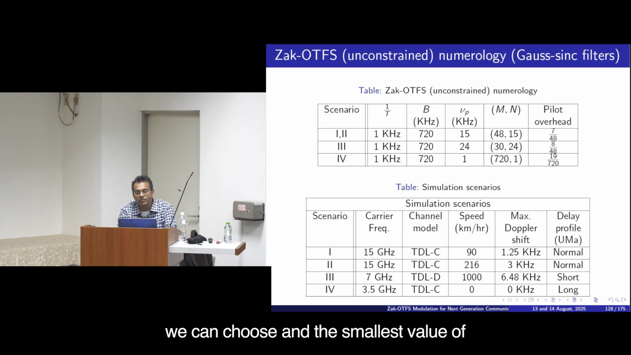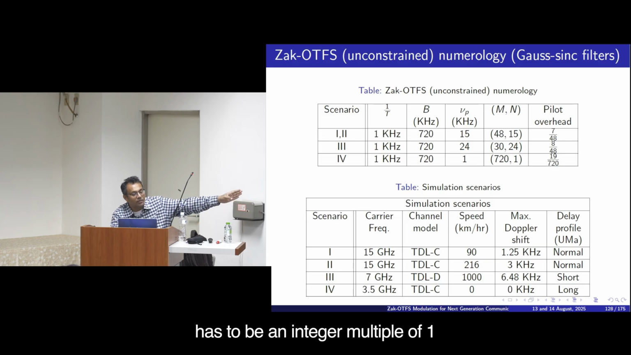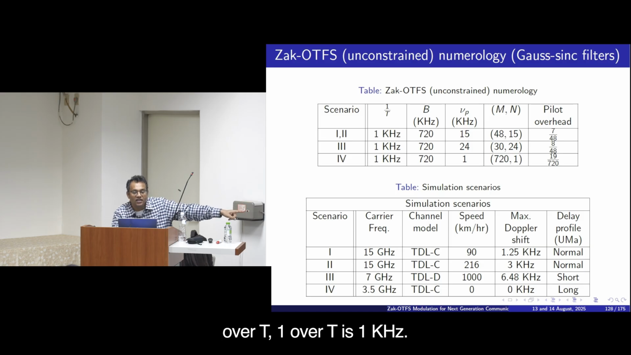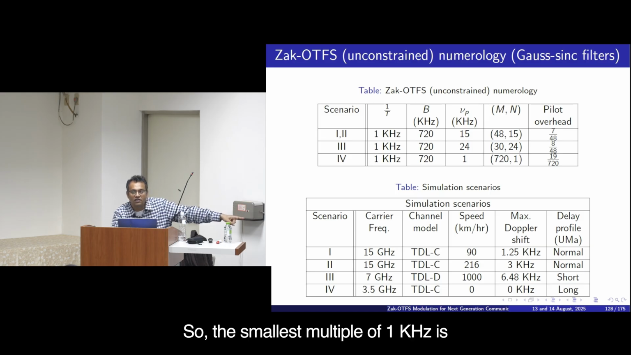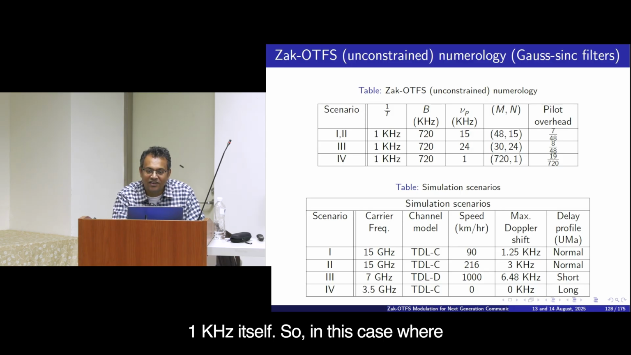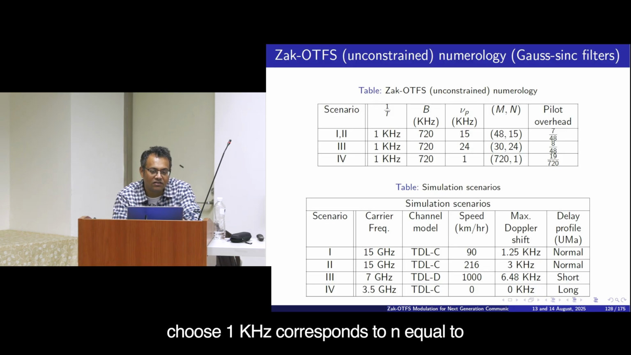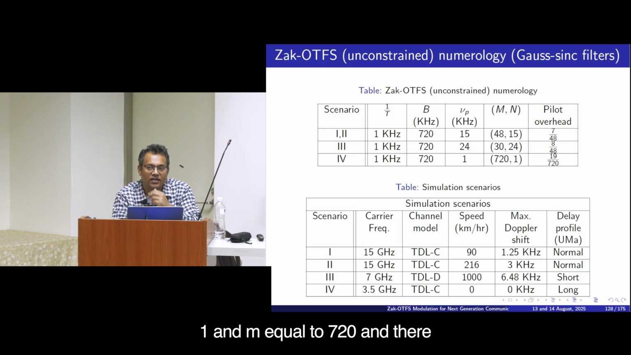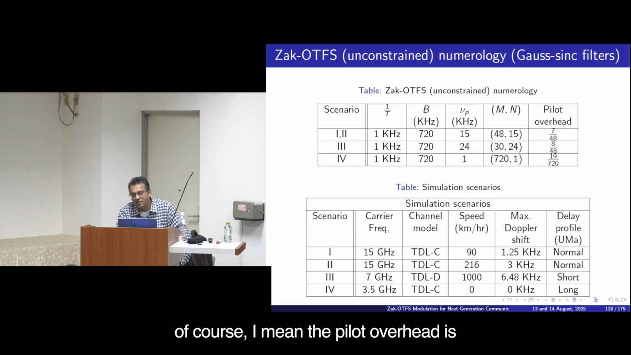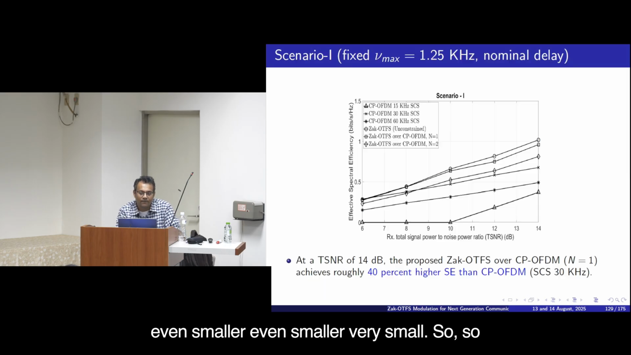And the smallest value of nu P, if you see here, nu P has to be an integer multiple of 1 over T. 1 over T is 1 kilohertz. So the smallest multiple of 1 kilohertz is 1 kilohertz itself. So in this case where there is no Doppler, we choose 1 kilohertz, which corresponds to n equal to 1 and m equal to 720. And there, of course, the pilot overhead is even smaller, very small.